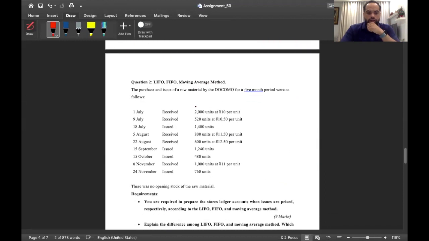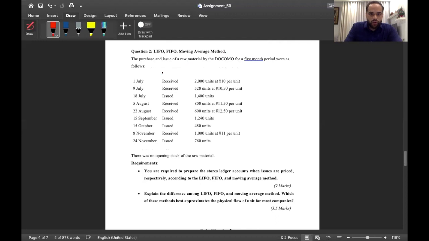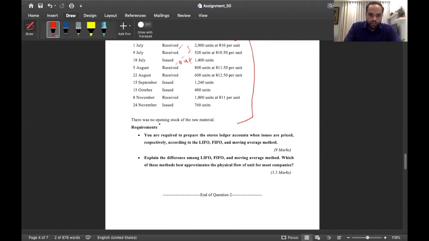So now move on to question 2. Question 2 is about LIFO, FIFO, and moving average method, all right? In this question, of course, you have information given for 5 months. Some received and issued, which means in and out, on different dates with different quantities and different prices, right? Now, you do not have information about opening stock. So your first requirement, like we did in the class, is to find the closing stock, or the stock left at the end of the 5th month, using LIFO, FIFO, and moving average method. So this is only about calculation, right?